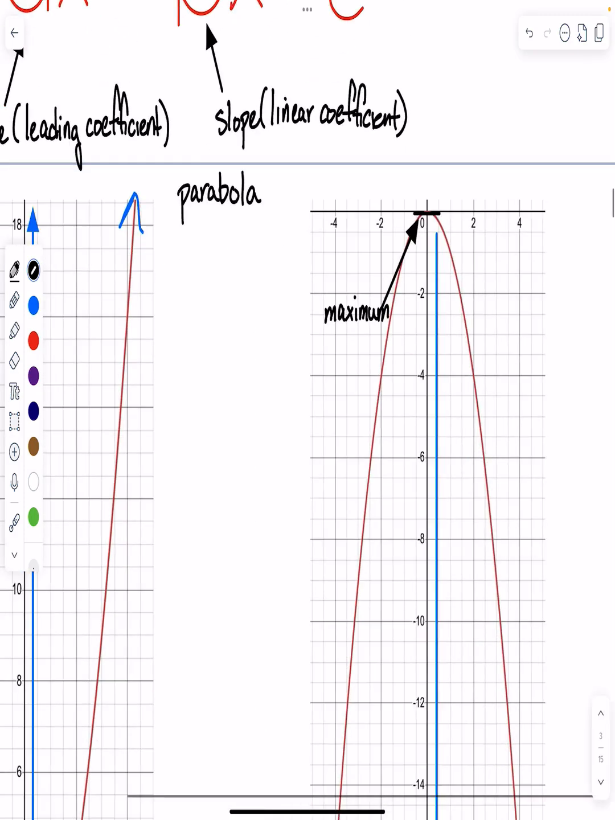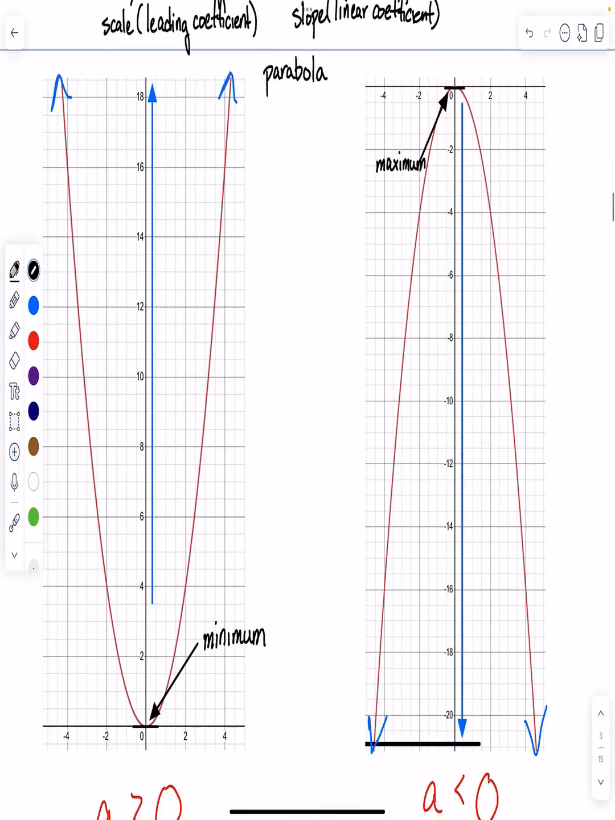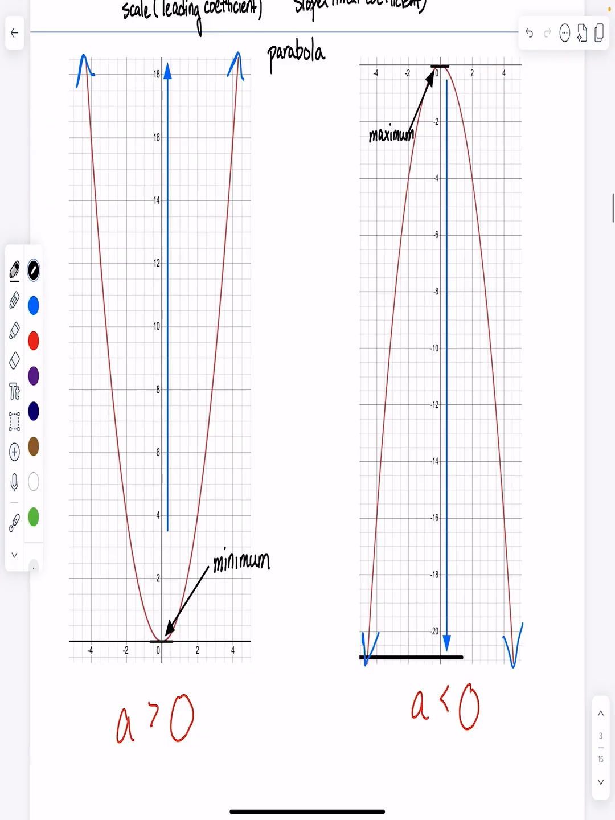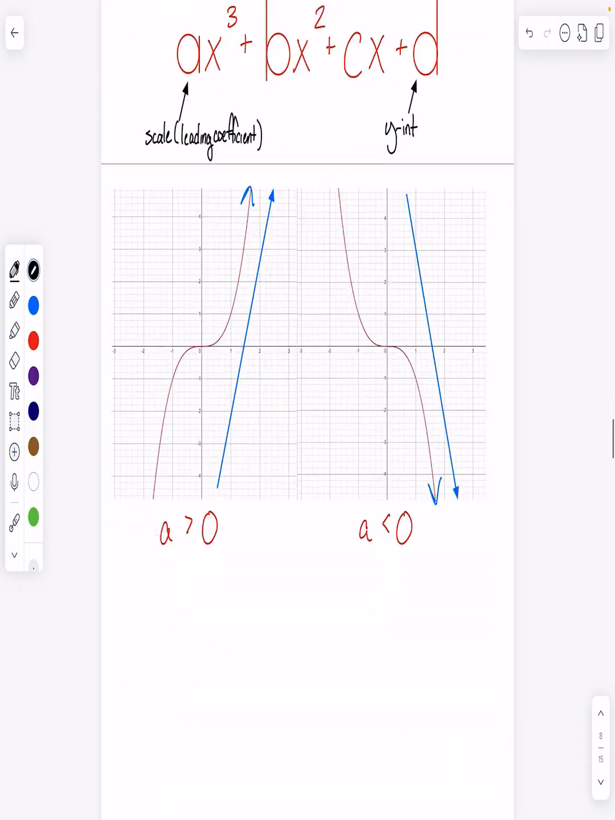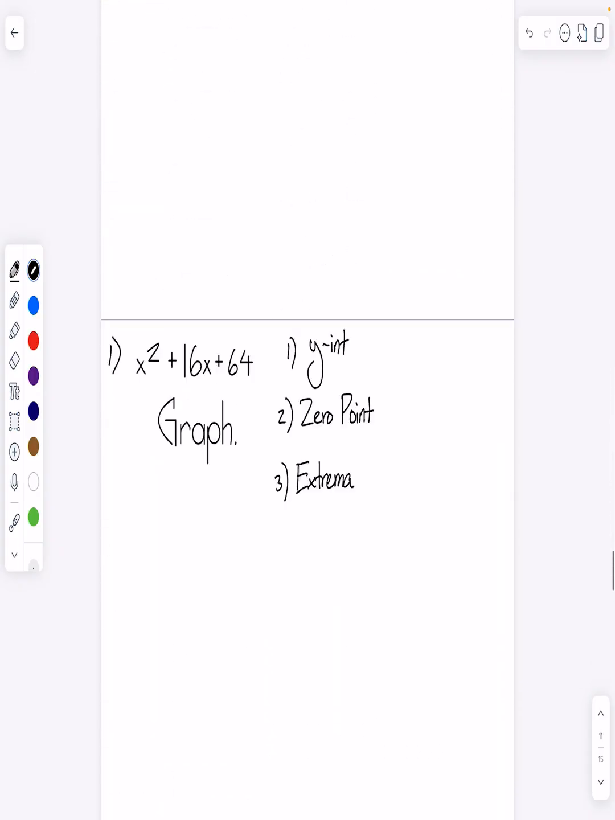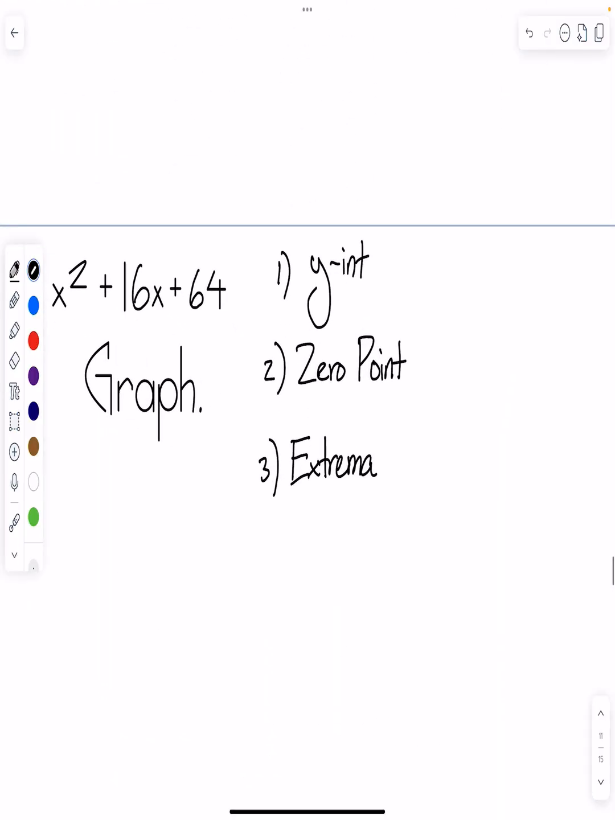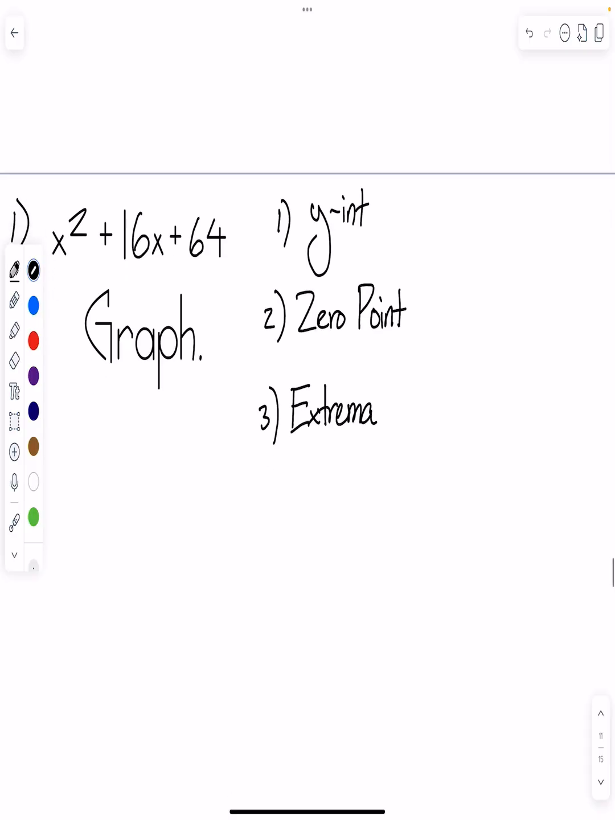Right? And these correspond to your A value. So if your A value is greater than 0, you'll have a minimum. If it's less than 0, you'll have a maximum. So you need all three of those details before you graph a quadratic function. So let's check these off the list slowly but surely.